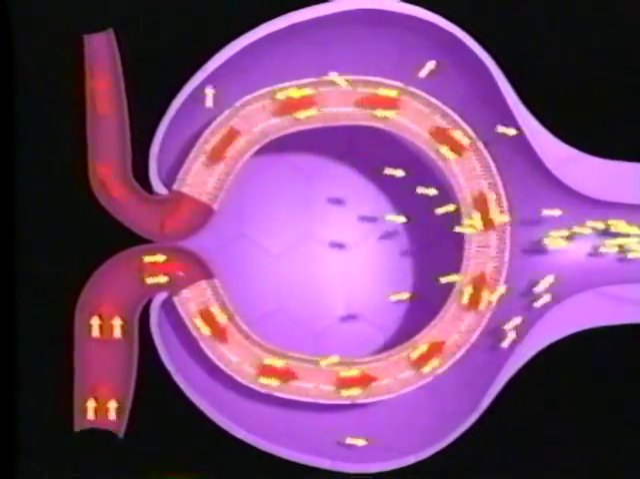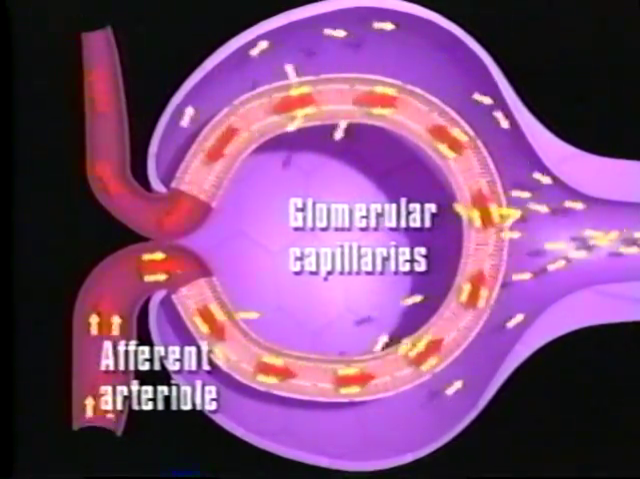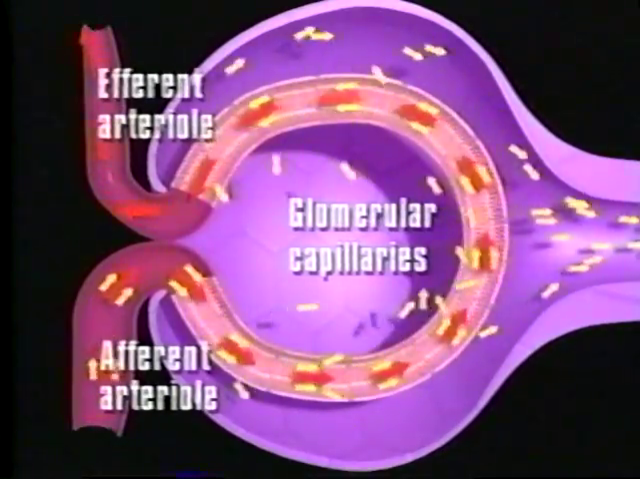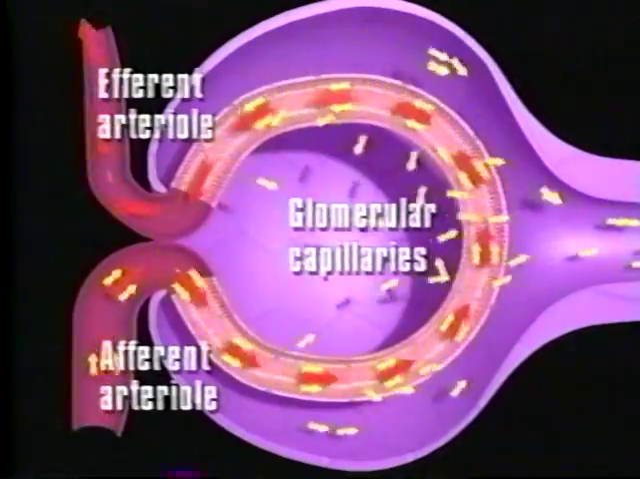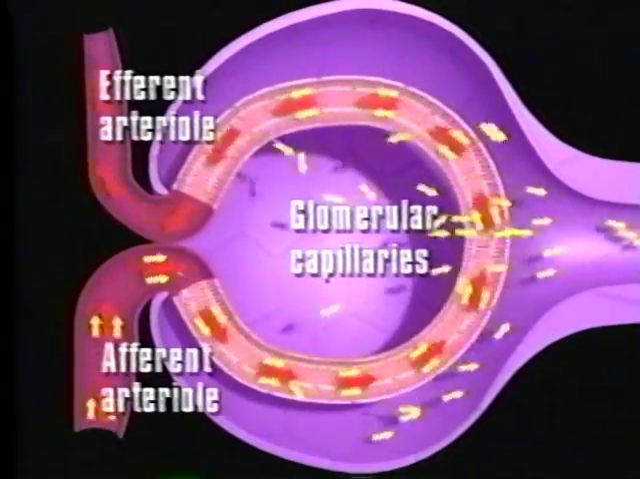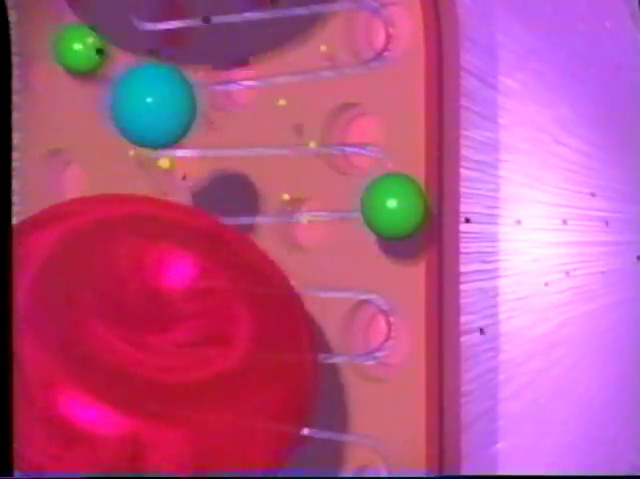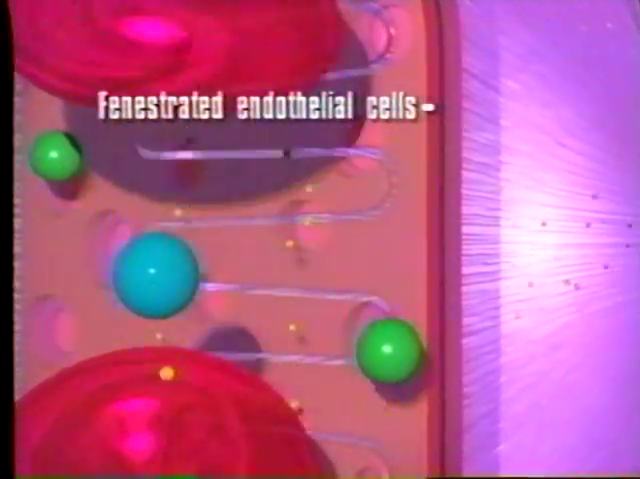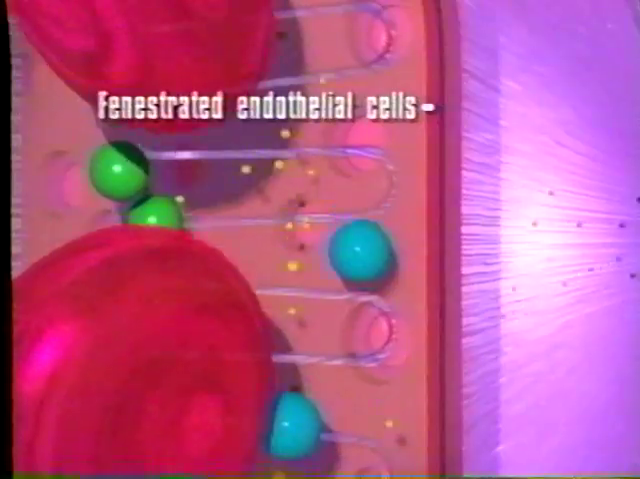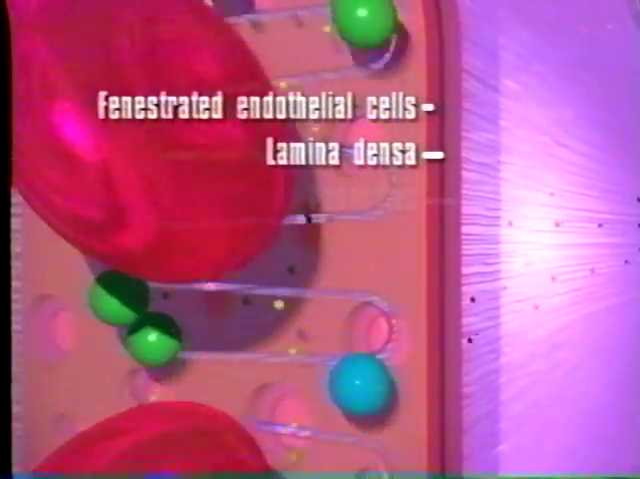Blood enters the nephron through the afferent arteriole, flows into the glomerular capillaries, and is drained from the glomerulus by the efferent arteriole. The narrow diameter of the efferent arteriole forms a bottleneck and elevates the blood pressure in the glomerular capillaries. The hydrostatic pressure in the glomerular capillaries forces fluid across a filtration membrane formed by the fenestrated endothelial cells, the lamina densa, and processes of specialized epithelial cells called podocytes.